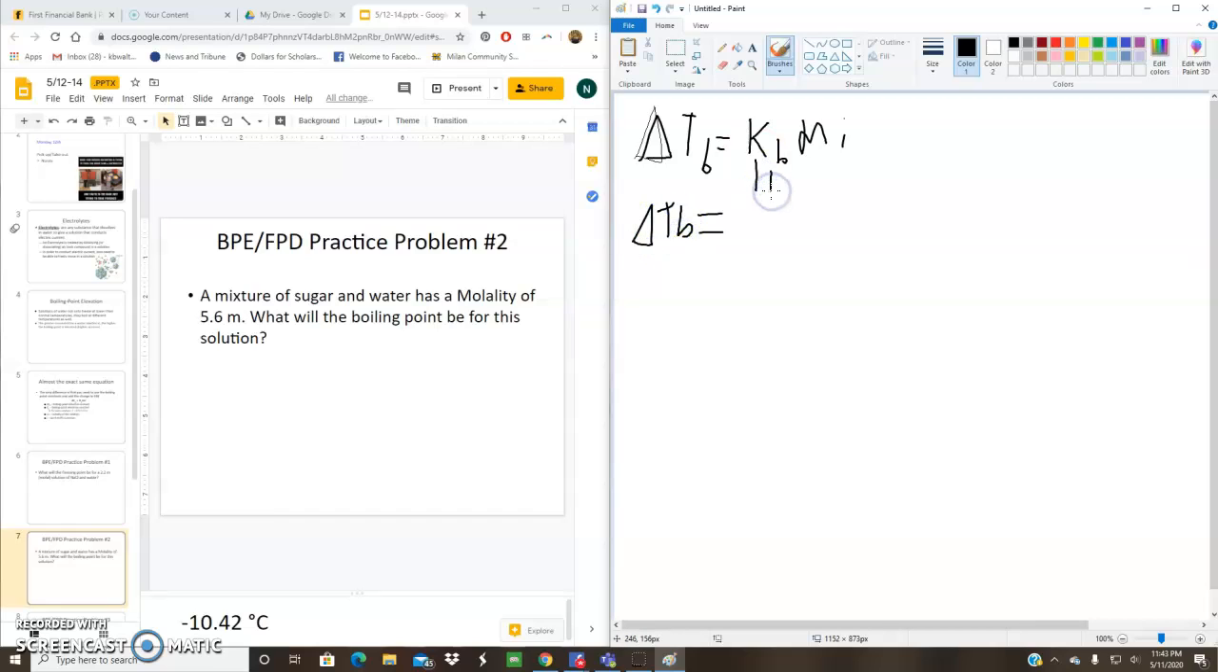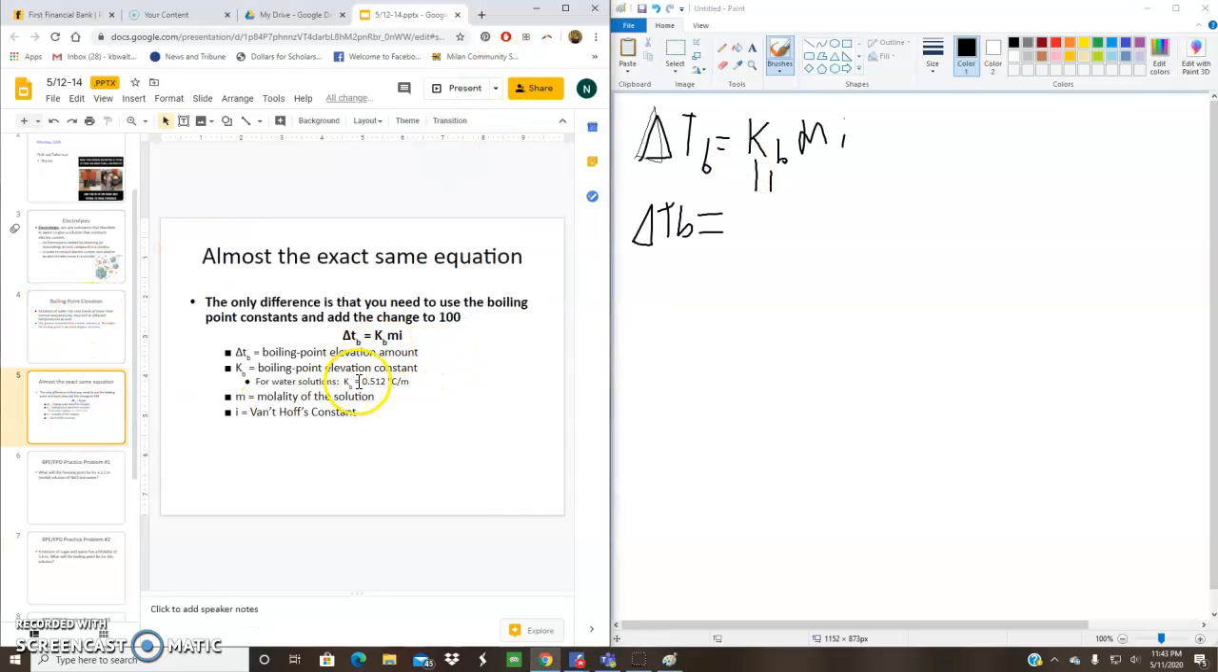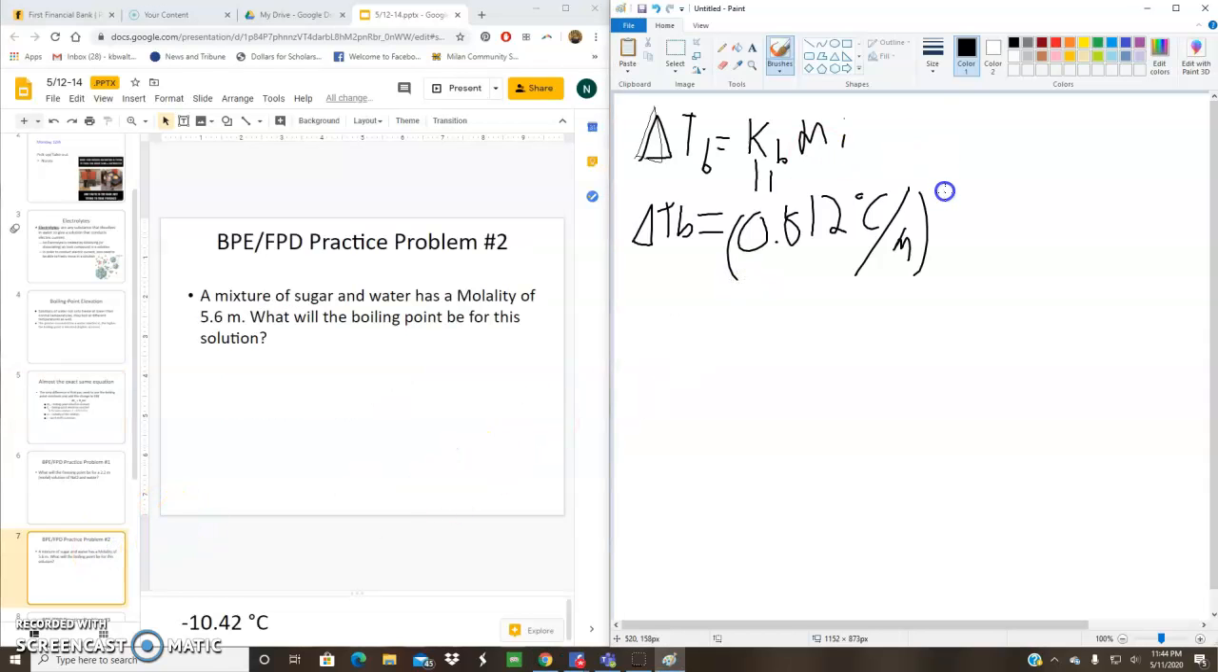We have Kb given to us. If you don't remember what Kb is, I'm just going to look right up here. Kb is 0.512 degrees Celsius per molality. Then we have the molality, or m, which is 5.6 molal. And then we need the Van Hoff's constant. So the Van Hoff's constant, all we got to do is look at the solute, which is not water, so it's going to be sugar.